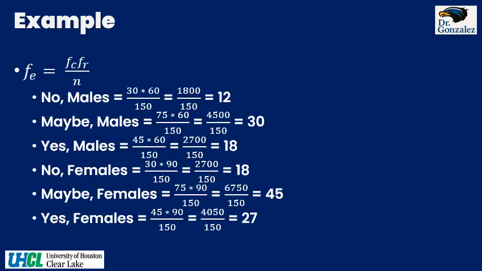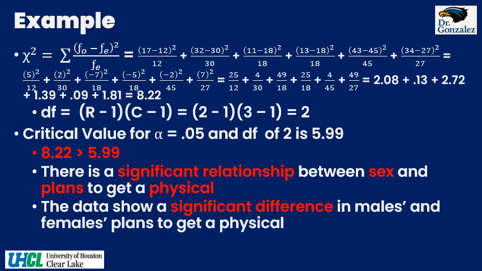So here is the calculation of the expected frequencies. You take your no males, your maybe males, your yes males, and then the same thing for females, and you calculate all of these things right here. So those are our expected frequencies for each row and column intersection. And you plug all of that in, or you let Jamovi do that for you, and it's going to calculate a chi-square statistic of 8.22.